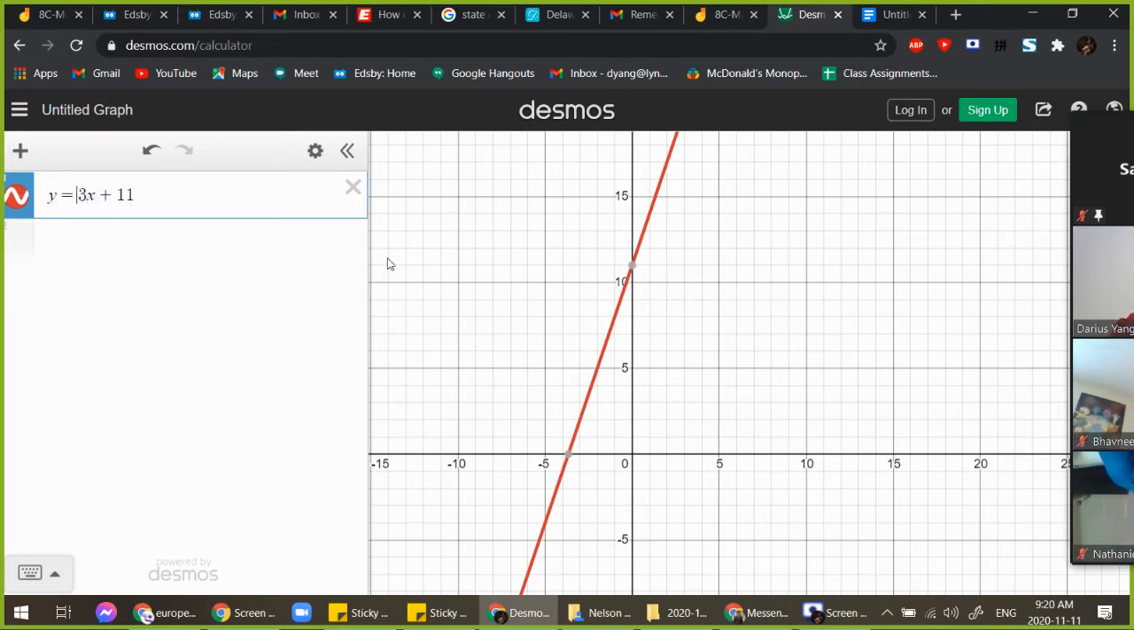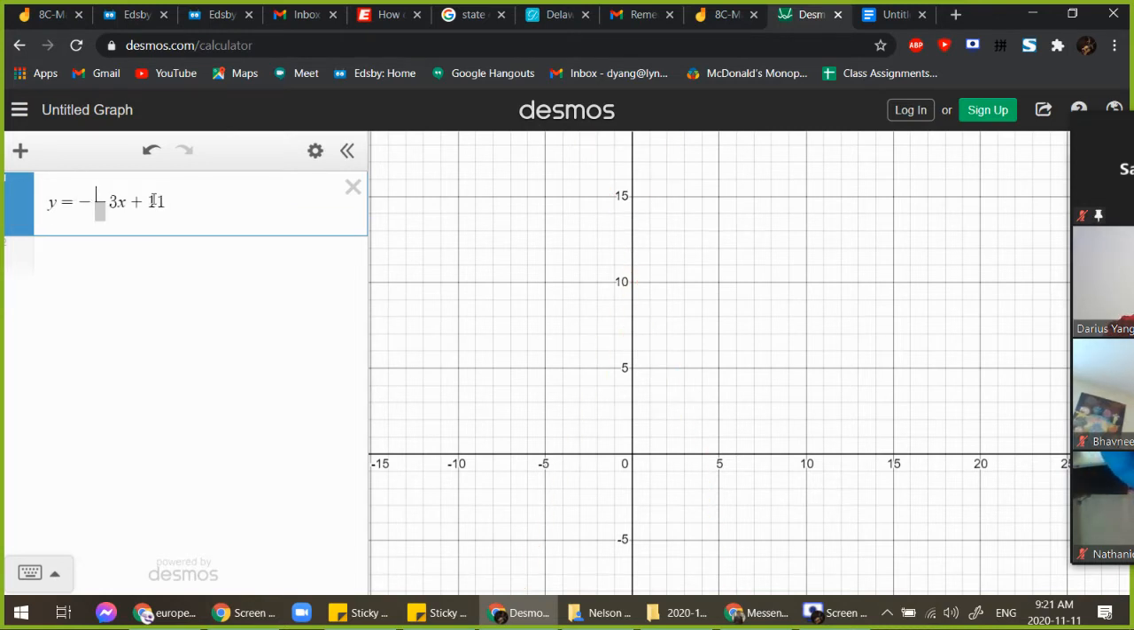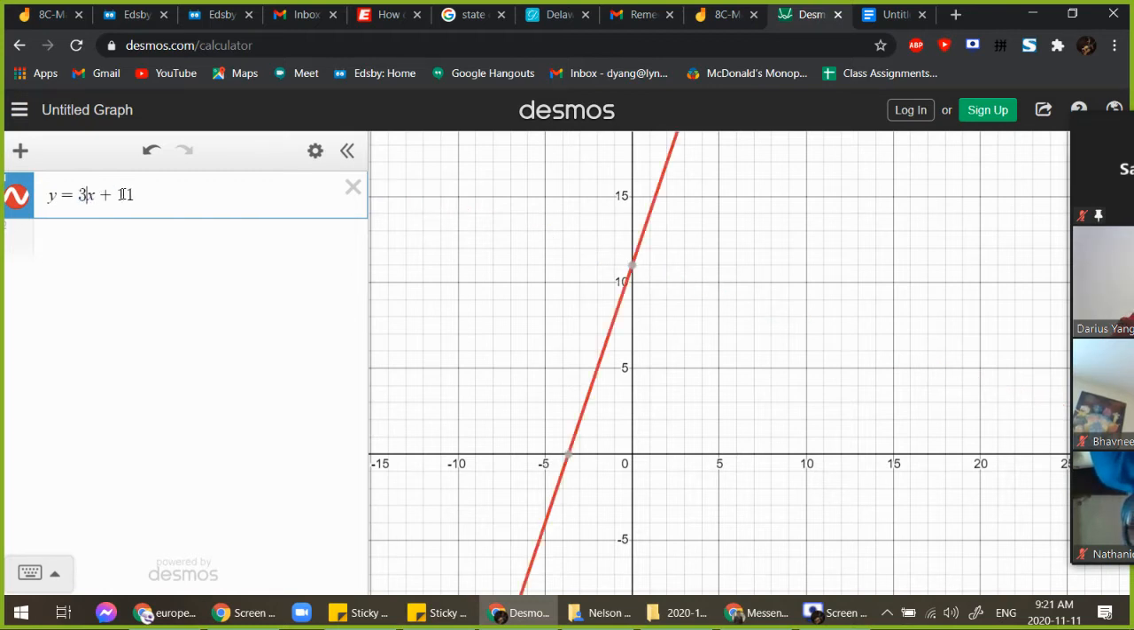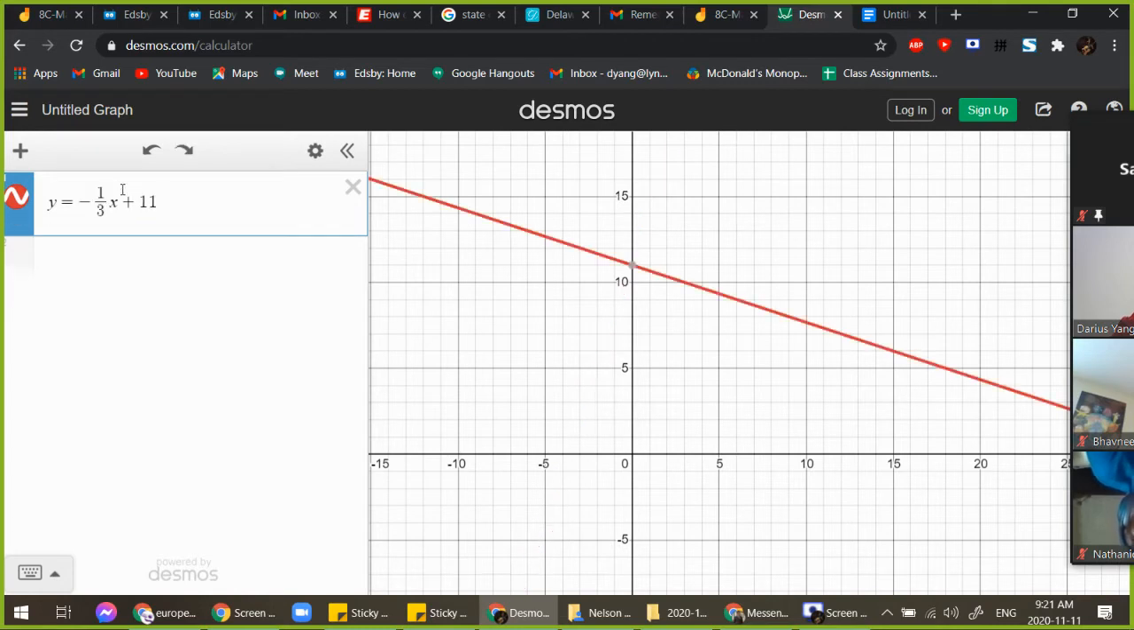Now, if I put negative 3, watch what happened. It's the opposite. It flips, it mirrors. And if I put negative 1 over 3, it's going to be pointing down at a perpendicular. It's exactly 90 degrees from the original line, okay?